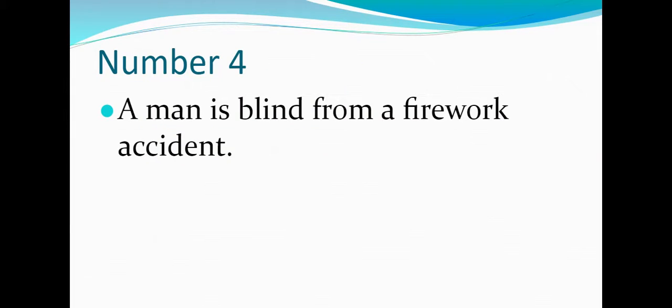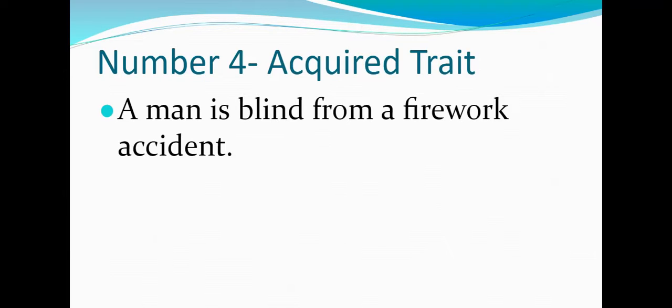Number four, a man is blinded from a firework accident. Is that I for inherited or A for acquired? If you answered A, you would be exactly right. Obviously, this wasn't anything that he inherited from a family member. He was blinded due to an accident with fireworks later on in his life.